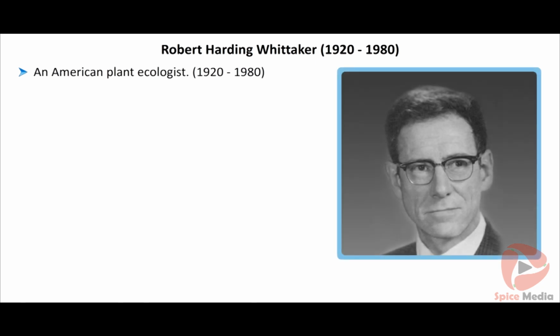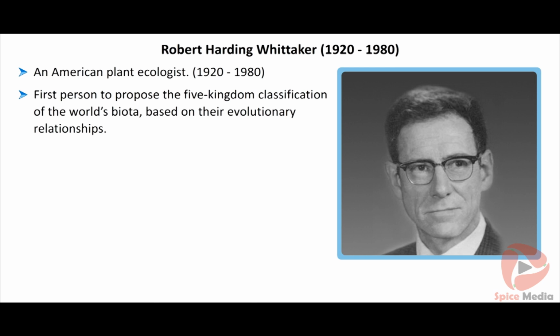R. H. Whittaker was an American plant ecologist. He was the first to propose the 5-kingdom classification of the world's biota based on their evolutionary relationships. In 1969, he classified the organisms into 5 kingdoms. This classification has been accepted by all scientists.